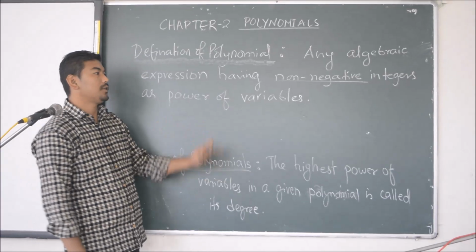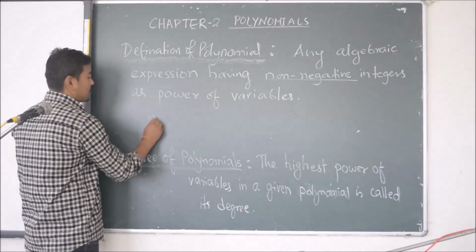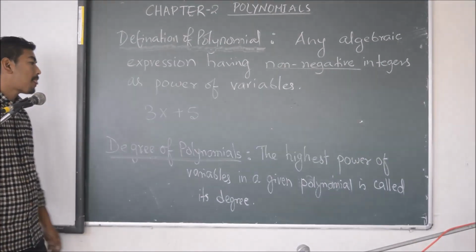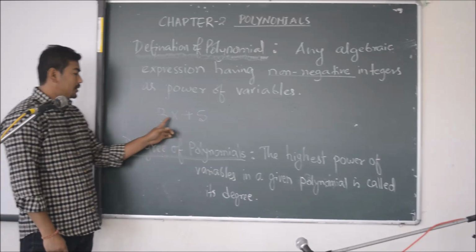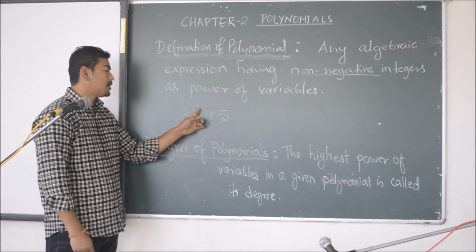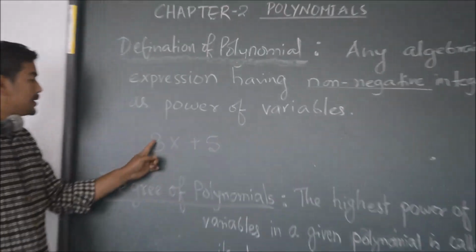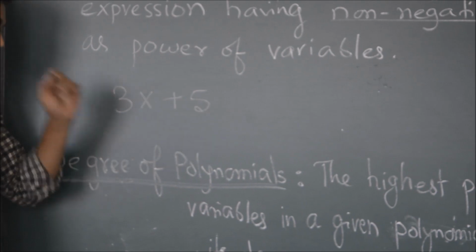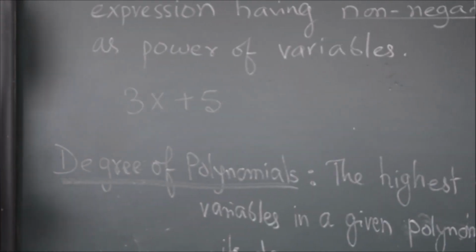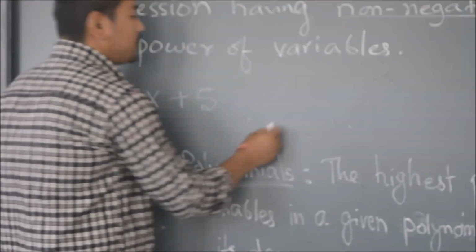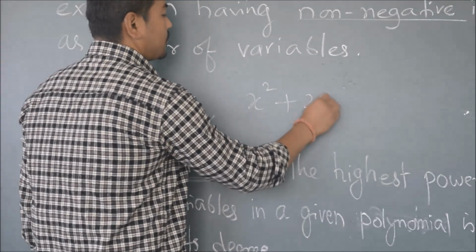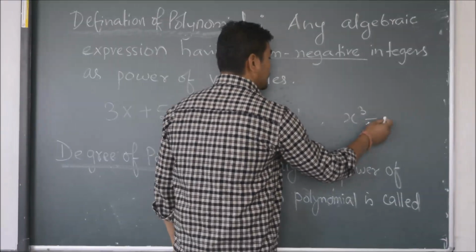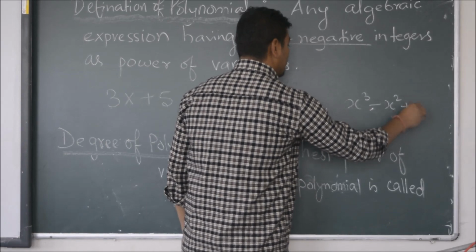Let me write some polynomials. So 3x plus 5. This is a polynomial. If you see this one, here x is a variable, and these numbers are called coefficients. So here 3 is a coefficient, 5 is a coefficient, but x is the variable. Let me write another polynomial also. x square plus 2x plus 1. One more polynomial, x cube minus x square plus 1.